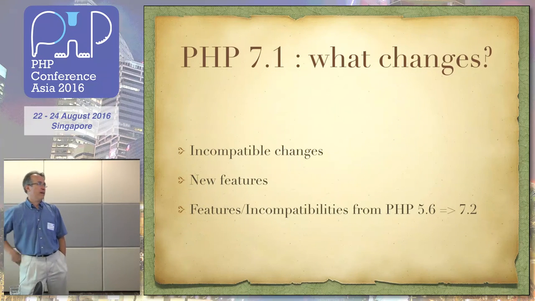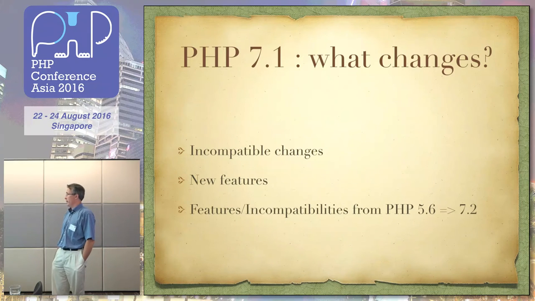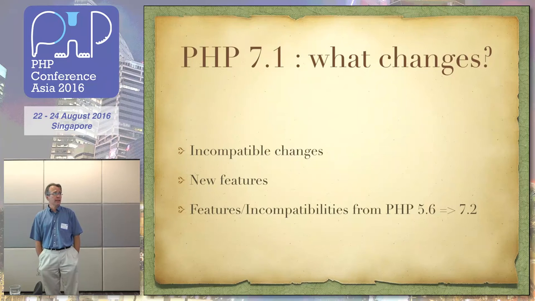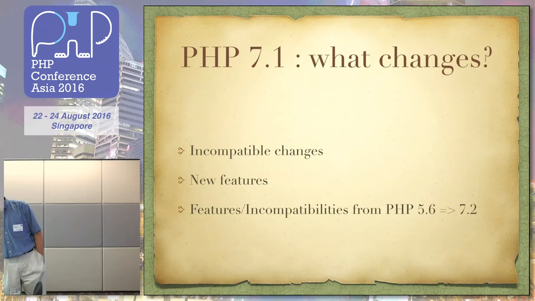So I have different categories of things we would like to find. Incompatible changes, we're going to treat new features in the same way, and there is everything in between. So lots of things to check. And we're going to cover features from 5.6 to 7.2. A few of them will be tricky.